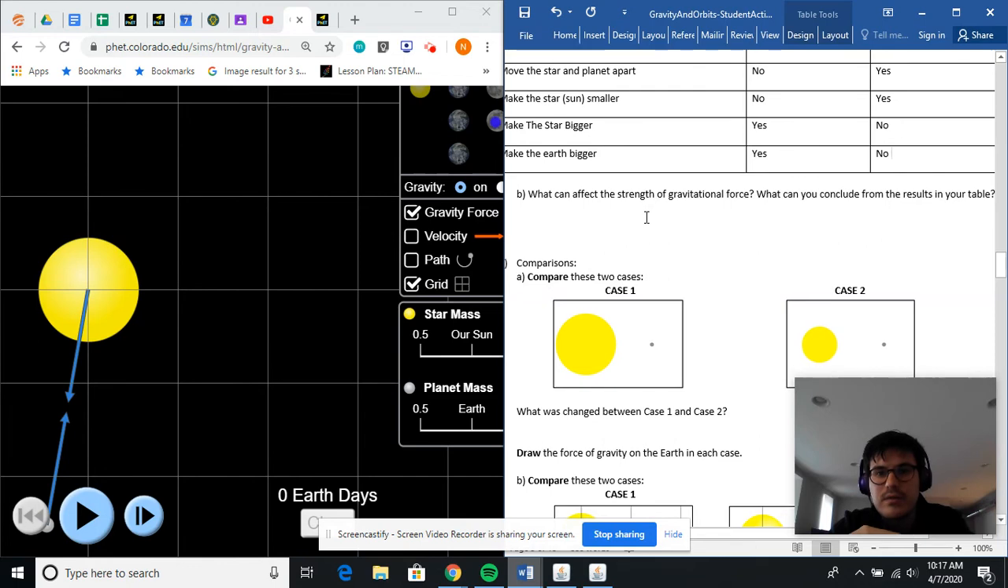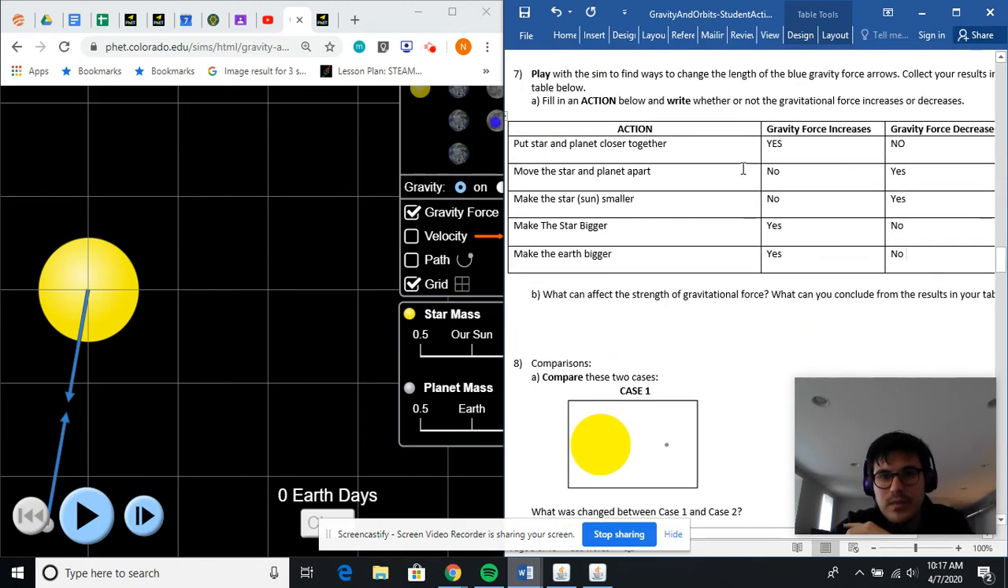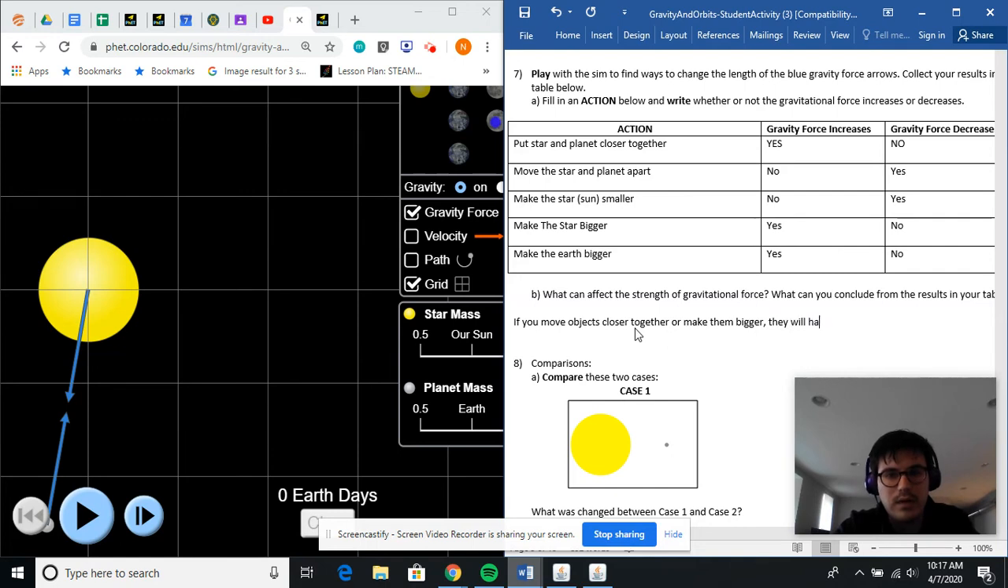What can affect the strength of gravitational force? What can you conclude from your results in your table? So let's see. The gravity increased when they got closer and bigger. It decreased when they got smaller or further apart.